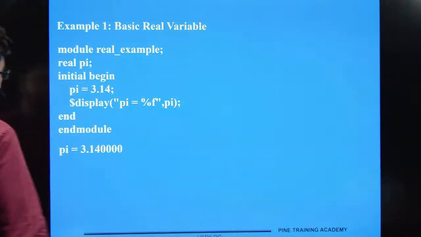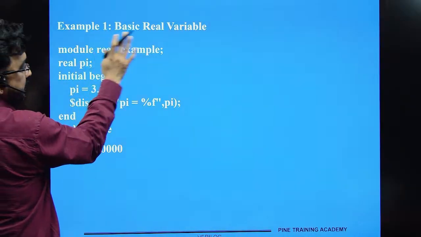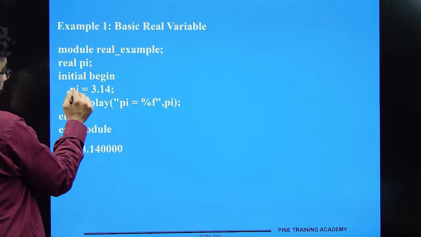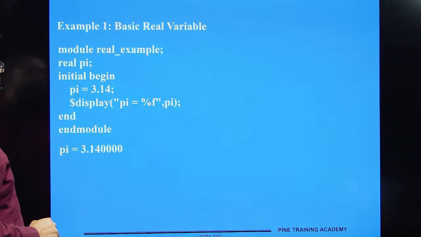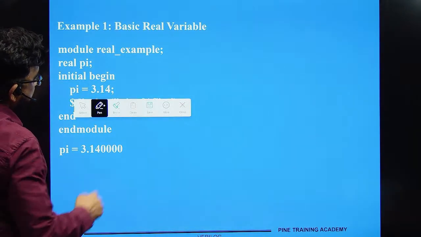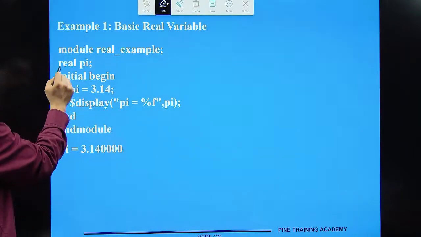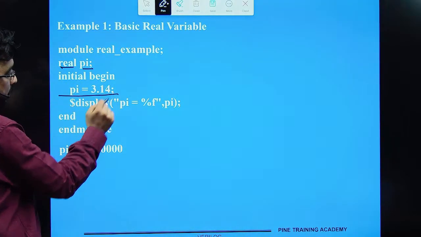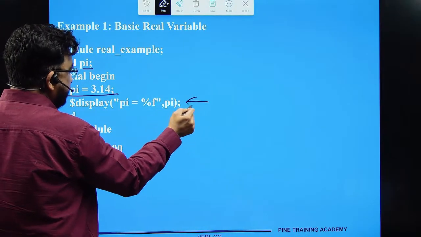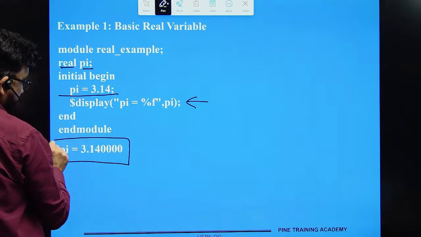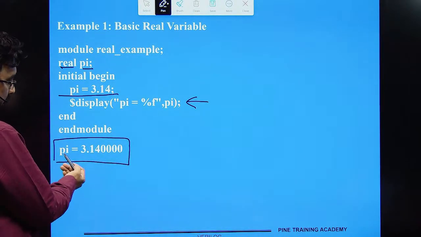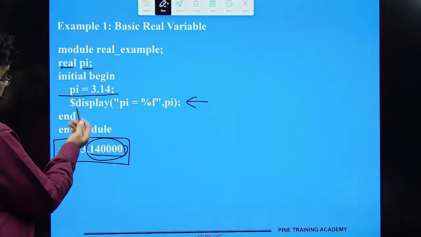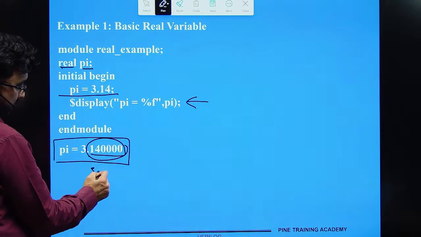Next, one example. This is a basic example of how the real variable is used. Module real example, real pi, initial. This is your syntax, this is your variable name, and you have assigned the value of pi 3.14 using the display syntax, and then this is your output. Very simple. If you are declaring integer here, तो ये नहीं आएगा. But if you are declaring real values, that is why you are getting 3.14.